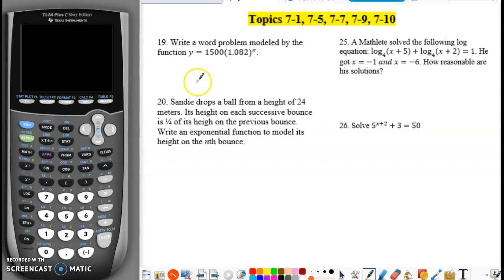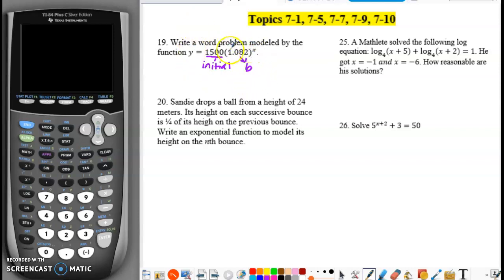Let's get started. Number 19, it says to write a word problem that is modeled by the function y equals 1500 times 1.082 to the x power. So if you recall, that 1500, that's our initial amount. That's what we start with. This is our b, okay? B, that is our growth or decay factor.